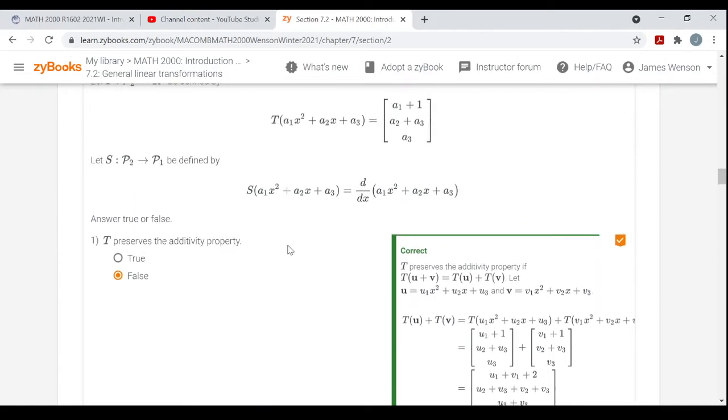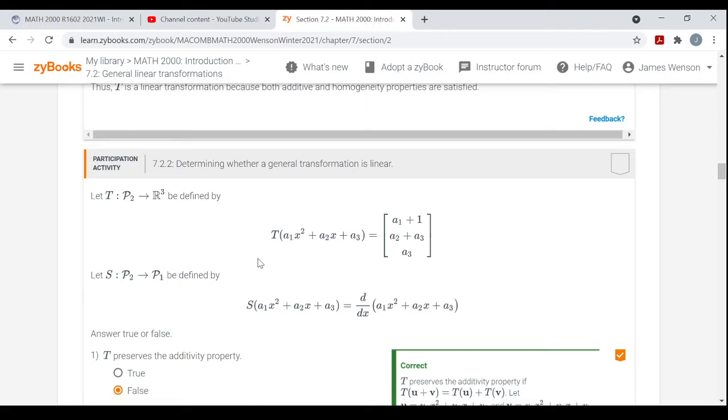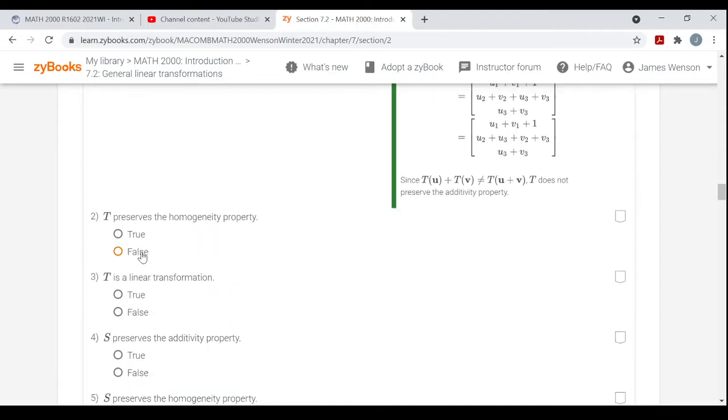Does it preserve the homogeneity property? So if I took a vector here and multiplied this by r, then you'd have ra1 plus 1, ra2 plus ra3, ra3. But then if I took r times this whole thing, it would be ra1 plus r. So the first components wouldn't be the same all the time again. Again, this plus 1 here throws everything off. Now you can go through again and do the general rules and show that the left side is not equal to the right side in general for that homogeneity property, or just give an example.